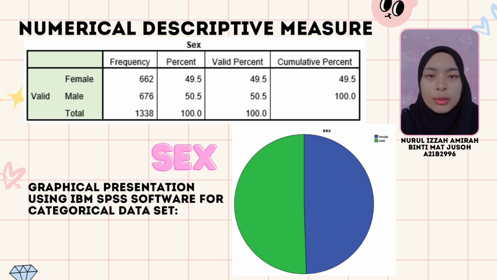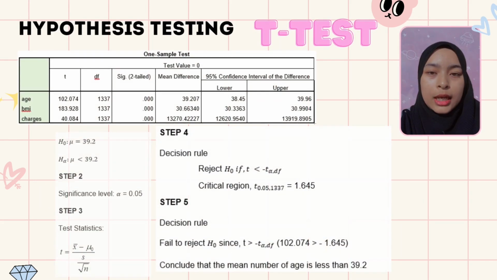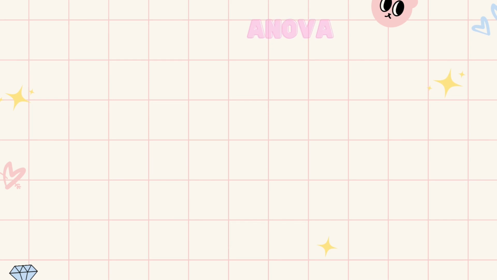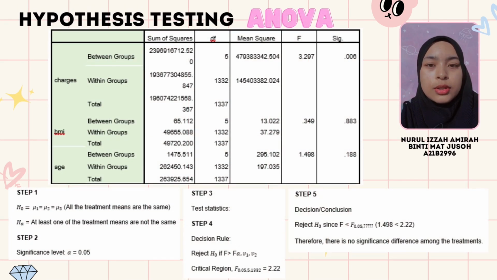These are the chart and frequency table for categorical datasets that have been selected and implemented in IBM SPSS software. It is shown that male is more than female. Next point is hypothesis testing. The t-test result shows that the mean age is less than 39.2. The ANOVA result shows that there is no significant difference among the treatments.